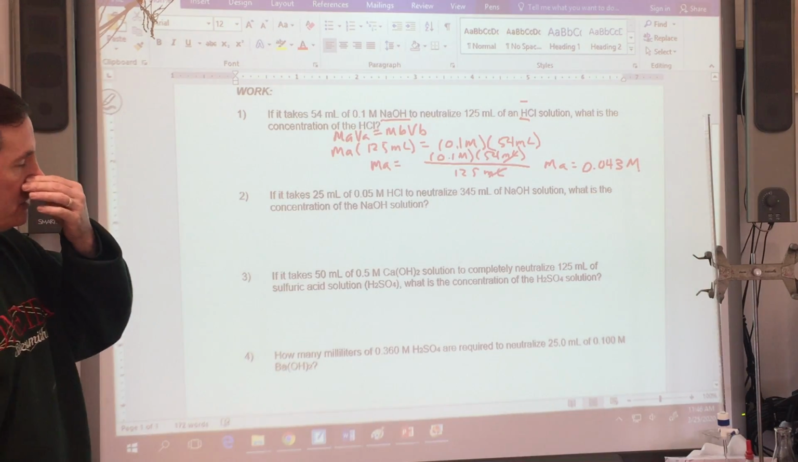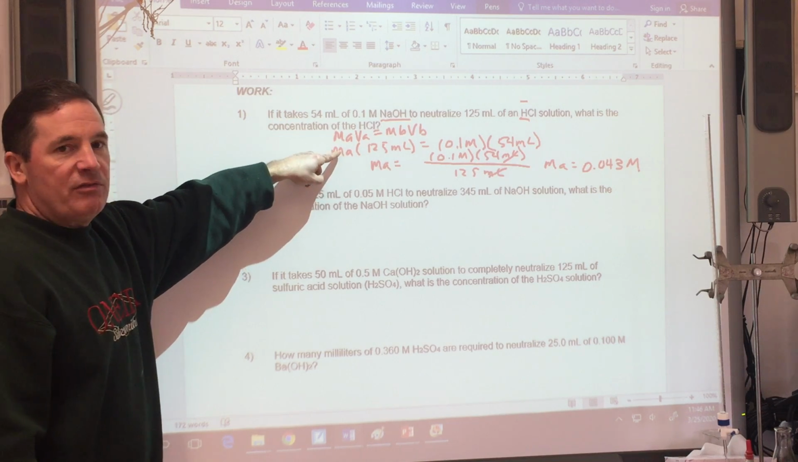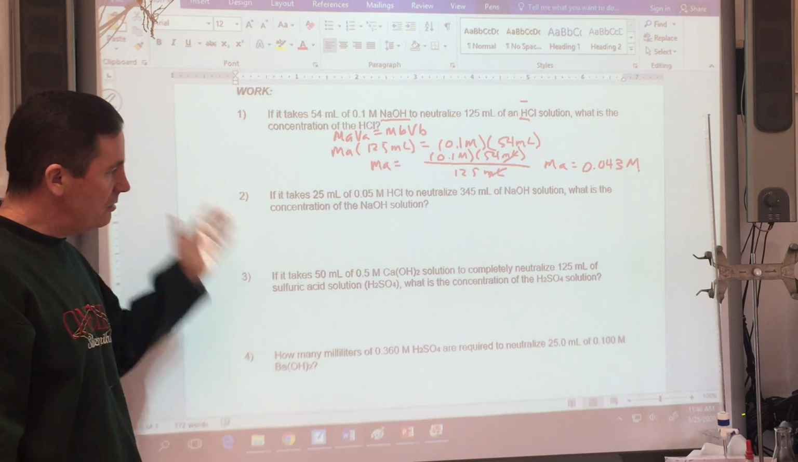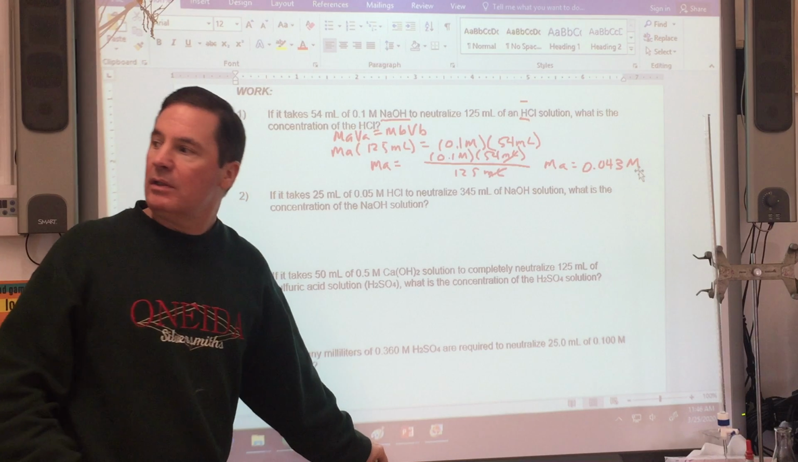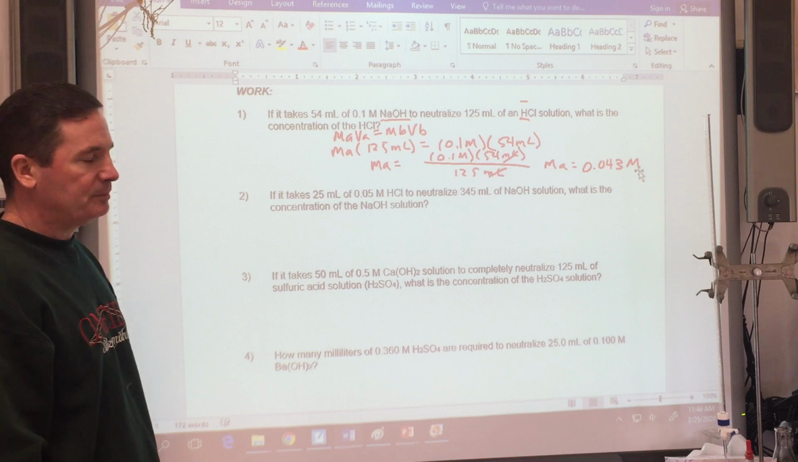Really, all of these are essentially the same. Give your equation, figure out what's what, punch them in, solve for your unknown, and then go from there. Okay? I'd like you to finish this for homework for tonight. Okay? I'll post the answers tomorrow.